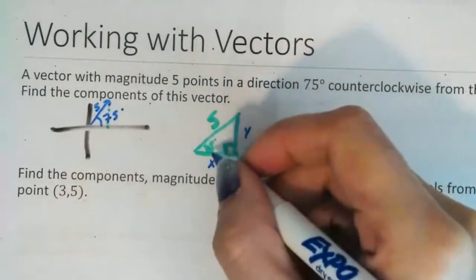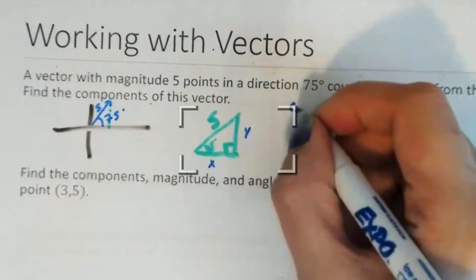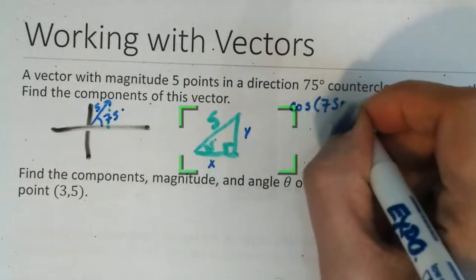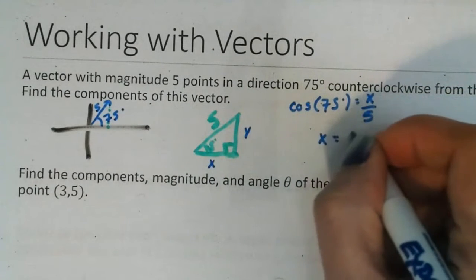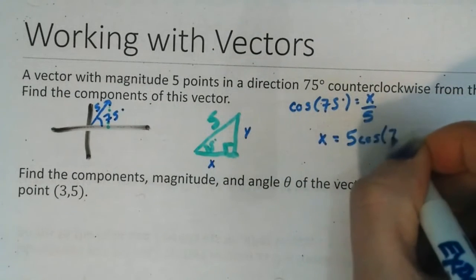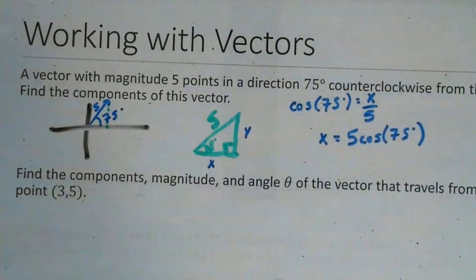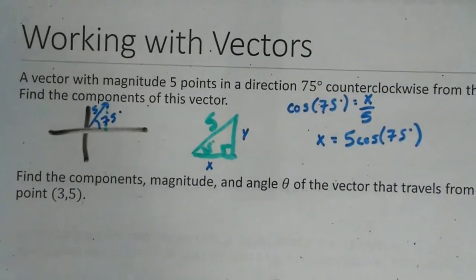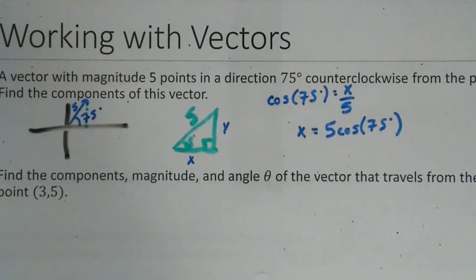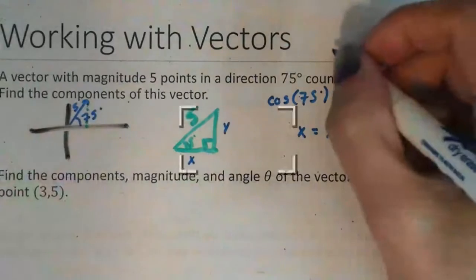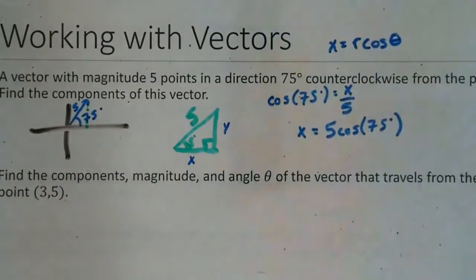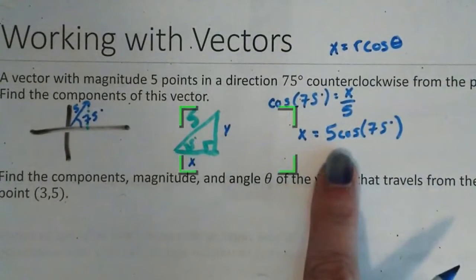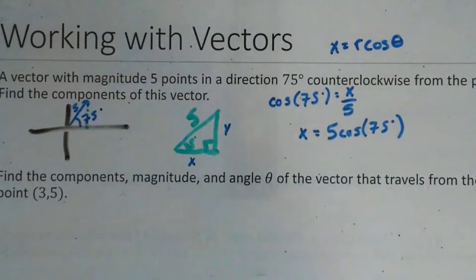For x, we're going to have to use cosine because that's the adjacent and the hypotenuse. So the cosine of 75 degrees is equal to x over 5. And that means x is equal to 5 times the cosine of 75 degrees. I can type that in the calculator, that's all fine and dandy, but I want you to remember that we also have the formula x is equal to r cosine of theta. Bam, it's right there. This is why that's true.